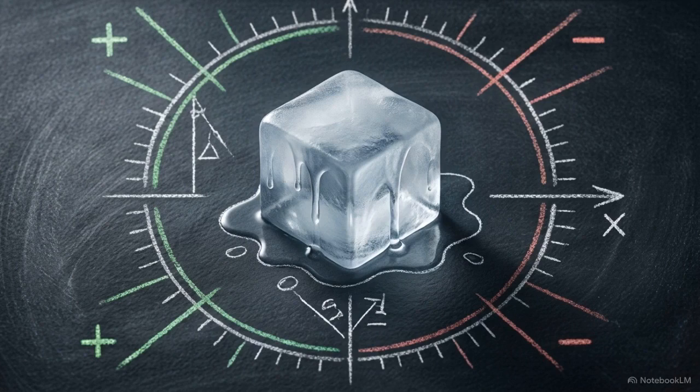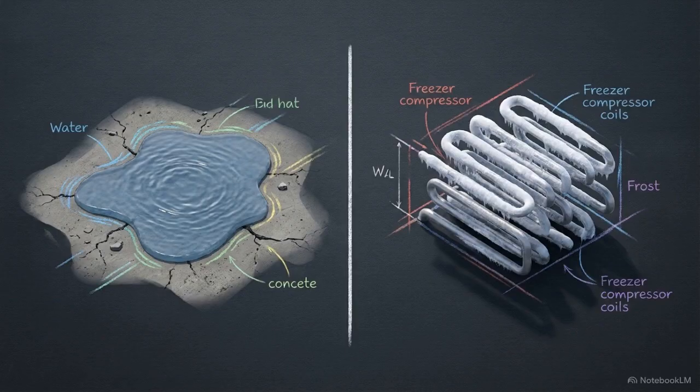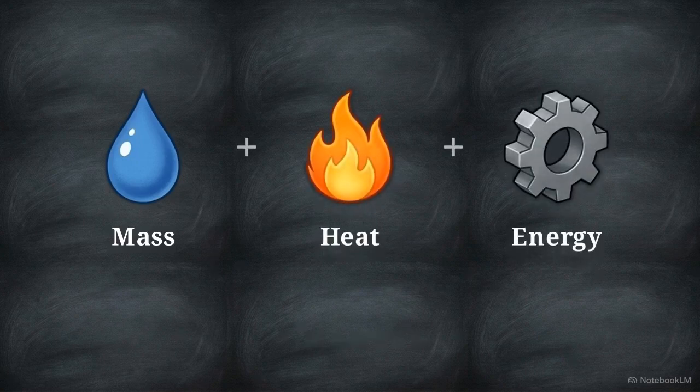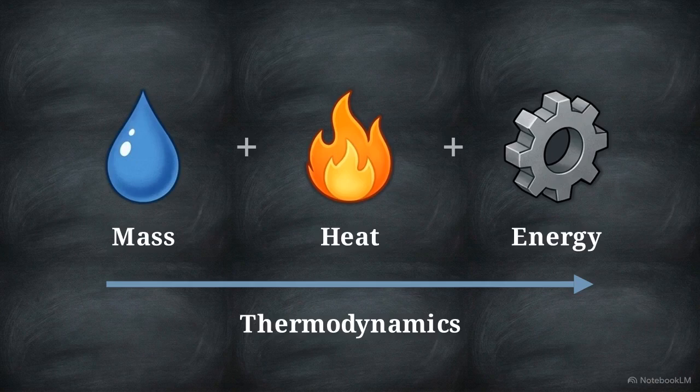Leave a block of ice on a counter at room temperature, and it melts entirely on its own. But a puddle of water will never spontaneously freeze unless you actively put it in a freezer and run a compressor. One direction happens naturally, the reverse requires external effort. To understand exactly why, we use thermodynamics, the rigorous accounting of mass, heat, and energy.